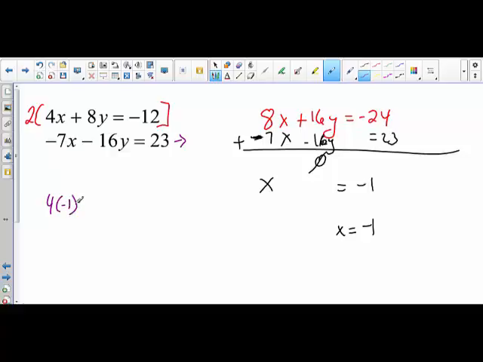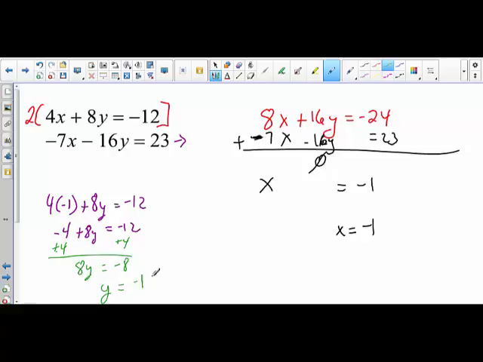4 times negative 1 plus 8y equals negative 12. In doing this, in substituting the x into the top equation, I am solving for the y. So I get negative 4 plus 8y equals negative 12. I'm going to add 4 to both sides. 8y equals negative 8. Y equals negative 1. So our answer is negative 1 comma negative 1.